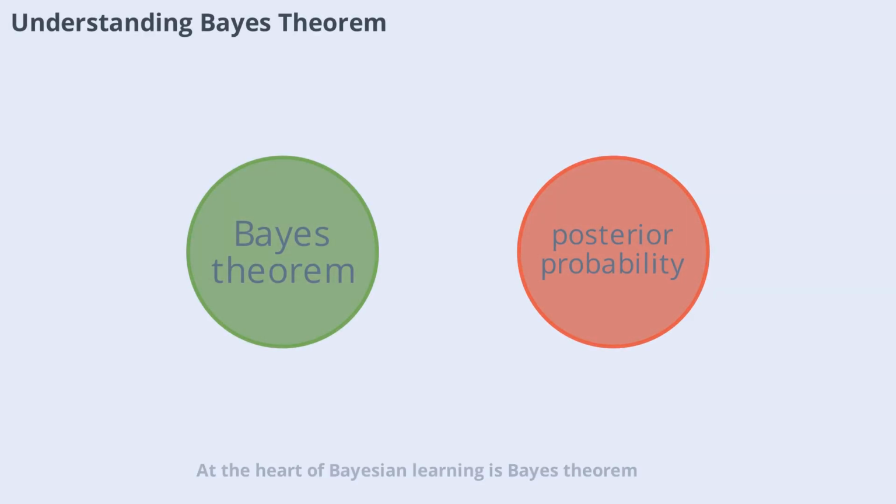The heart of Bayesian learning is Bayes' theorem. This fundamental formula allows us to update our belief in a hypothesis based on new evidence. By combining prior probability, the likelihood of observed data, and the overall probability of the data, Bayes' theorem calculates the posterior probability, our updated confidence after seeing the data. This process is the backbone of Bayesian inference and underpins many machine learning algorithms.